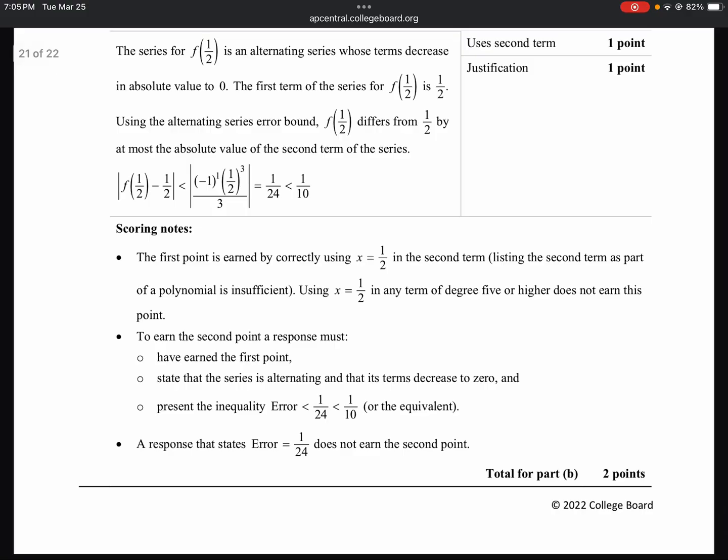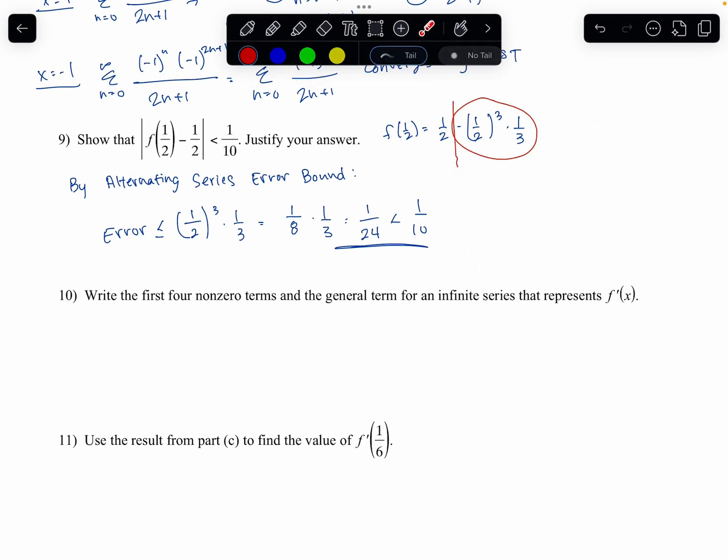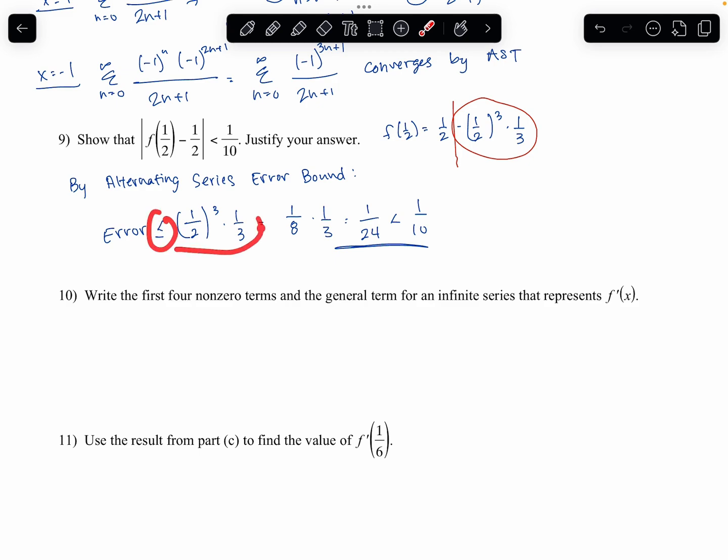To earn the second point, a response must have earned the first point, state that the series is alternating and its terms decrease to 0, and present the inequality that the error is less than 1/24, which is less than 1/10. A response that states that the error is equal to 1/24 does not earn the second point. So we've talked about that you don't say that the error is ever equal to, you say that it's less than or equal to this expression, and then you can evaluate this expression and show that it's less than 1/10.